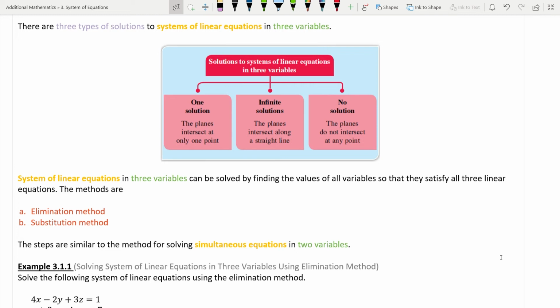A system of linear equations in 3 variables can be solved by finding the values of all variables so that they satisfy all 3 linear equations. There are 2 methods that can be chosen to solve for the values. They are the elimination method and the substitution method. The steps are similar to the method for solving simultaneous equations in 2 variables. We will try these 2 methods in the following examples.